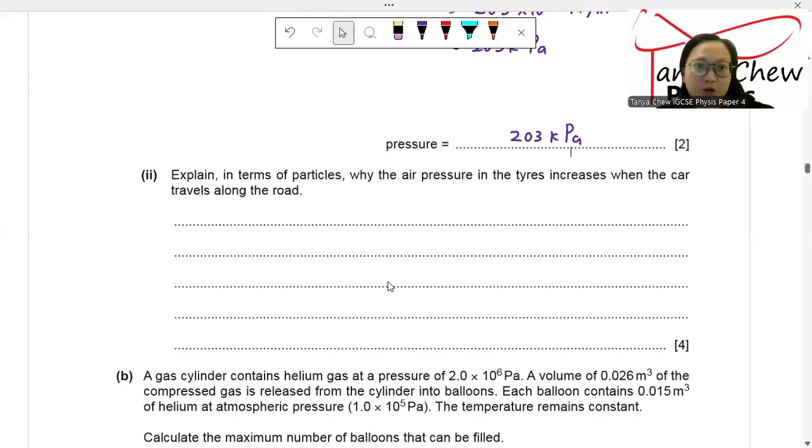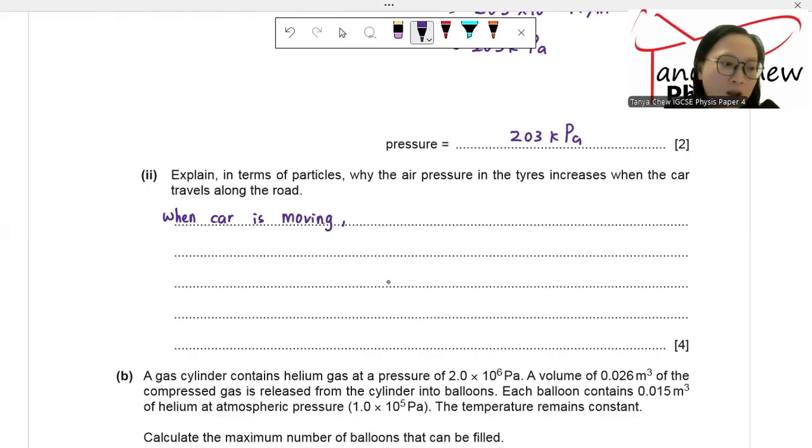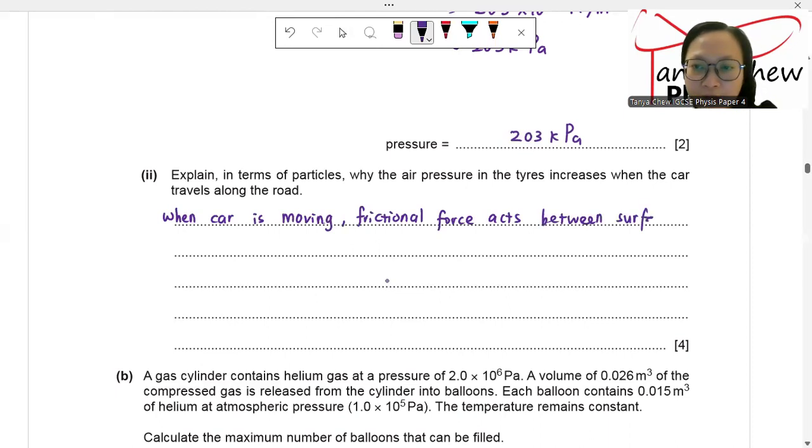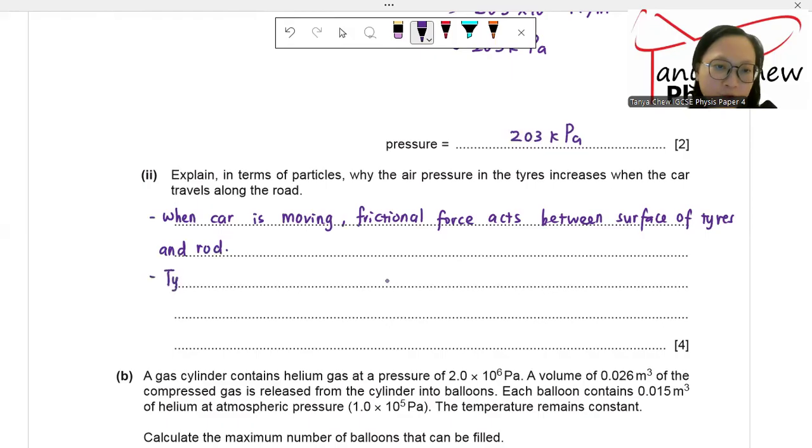So I'm going to write that down in words. I will say that when the car is moving, frictional force acts between the surface of the tires and the road. So the tires get heated or hot. You could say that frictional force causes a heating effect.